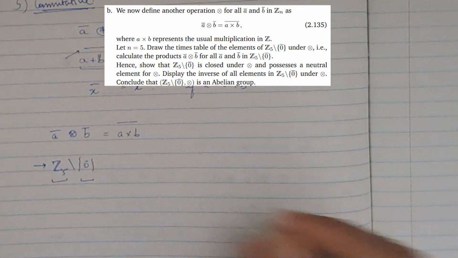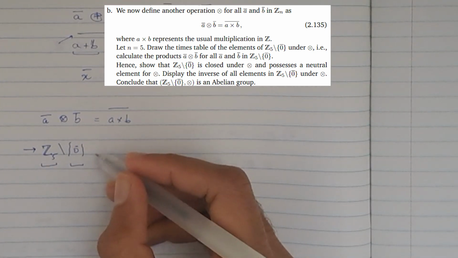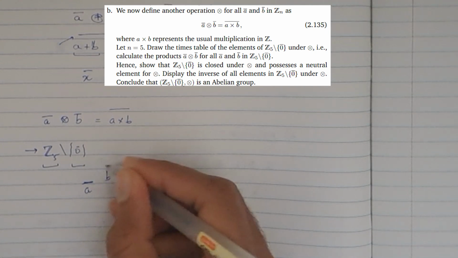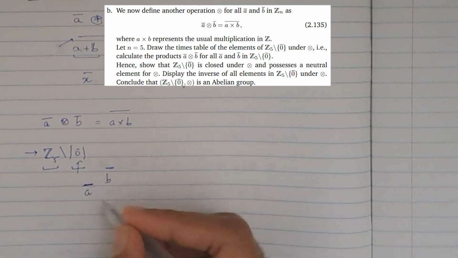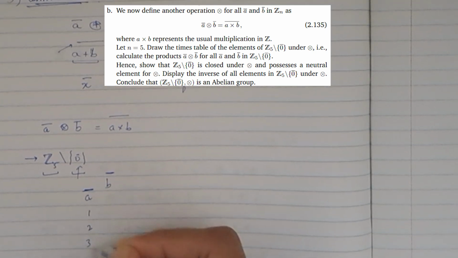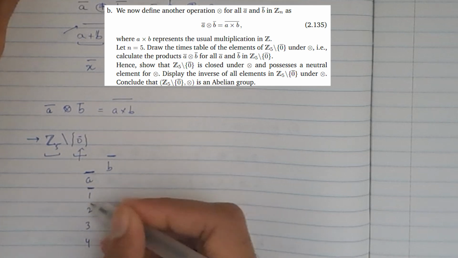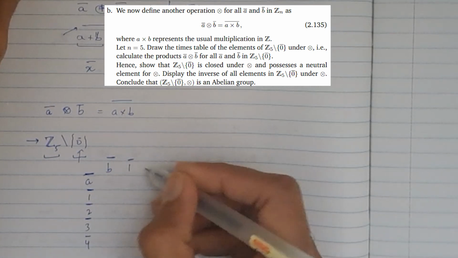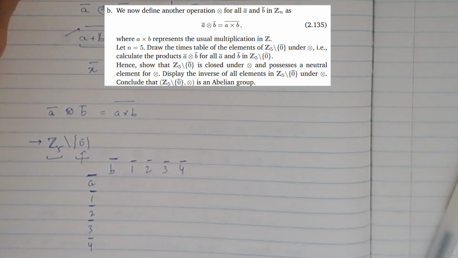Alright, that's fairly straightforward. So let's take A here and let's take B here. Remember, this does not include 0, so it's 1, 2, 3, 4. And these are all the elements: 1, 2, 3, 4.